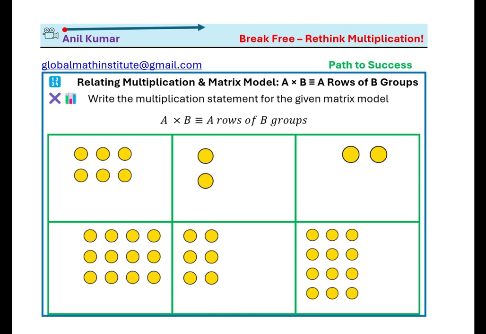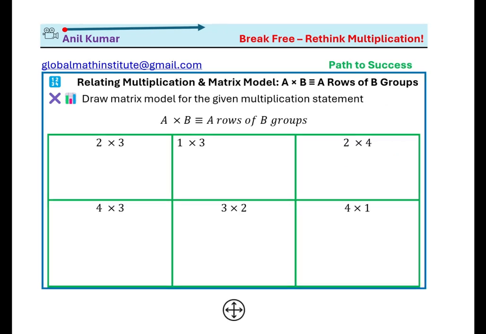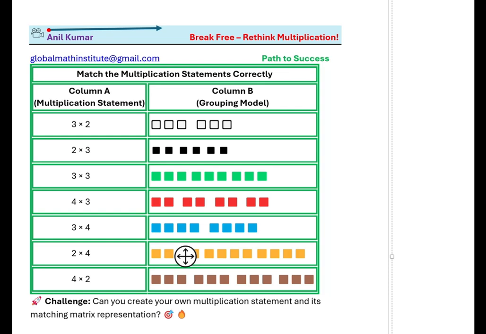So here's the very first question where you need to write the multiplication statement for the given matrix model. The second one, you need to do the reverse. We are given you the multiplication statement and illustrate it with the help of a model. And finally, we'll match the two. So here is another way of providing you, but this time we are not putting it in matrix form. We are trying to give you in a linear form, like repeated addition.